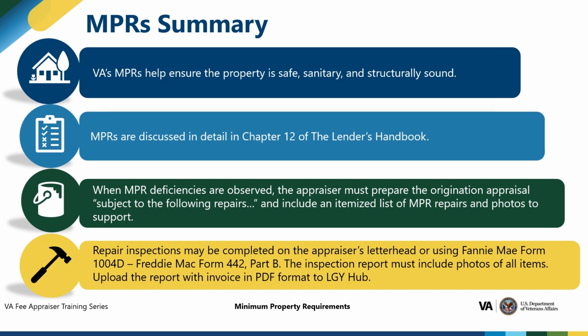When MPR deficiencies are observed, the appraiser must prepare the appraisal subject to the following repairs and include an itemized list of MPR repairs and photos to support. Repair inspections may be completed on the appraiser's letterhead or using Fannie Mae Form 1004D. The inspection report must include photos of all items. Upload the report with invoice in PDF format to LGY Hub.